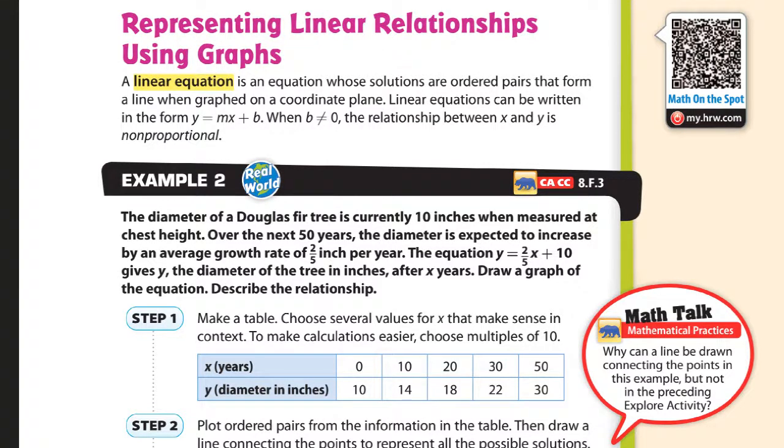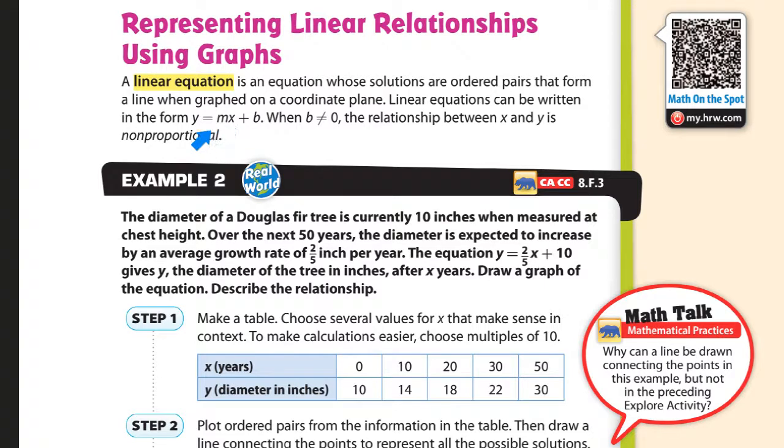And here we are representing linear relationships using graphs. So I need to introduce this idea of a linear equation. It is an equation whose solutions are ordered pairs, so they're points that form a line when graphed on a coordinate plane, so a straight line. Linear equations can be written in the form y equals mx plus b. When b is not equal to 0, the relationship between x and y is non-proportional.